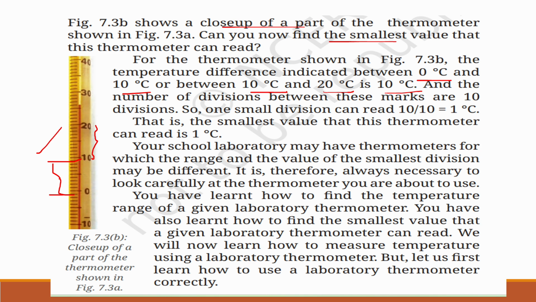The number of divisions between these marks is 10. There are 10 divisions between these two bigger marks. So, one small division can read 10 by 10, that is 1 degree Celsius. That is, the smallest value that this thermometer can read is 1 degree Celsius. There are 10 divisions between two bigger markings, so each small division indicates 1 degree Celsius.